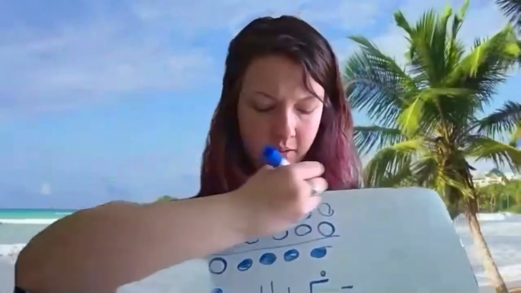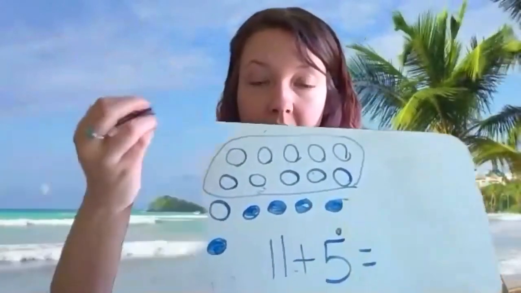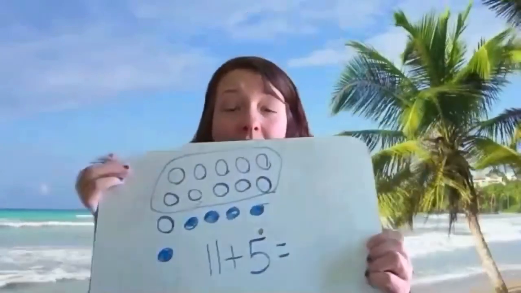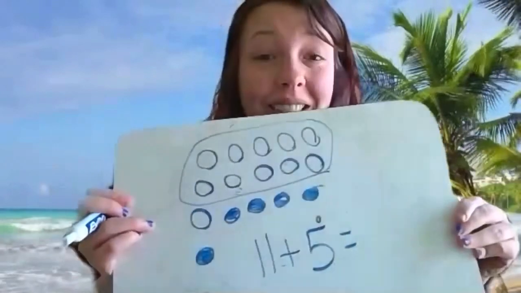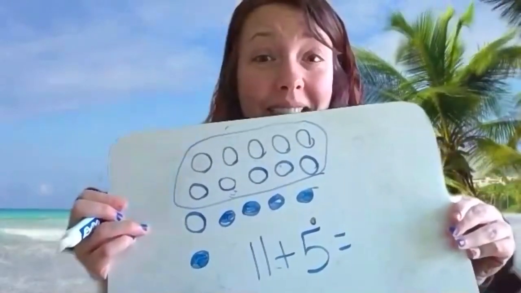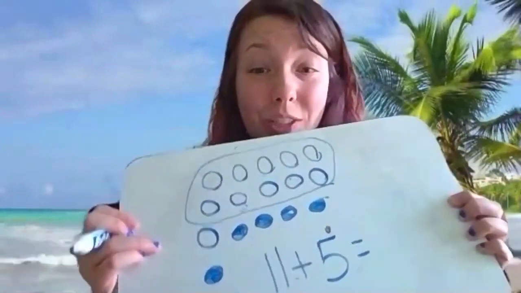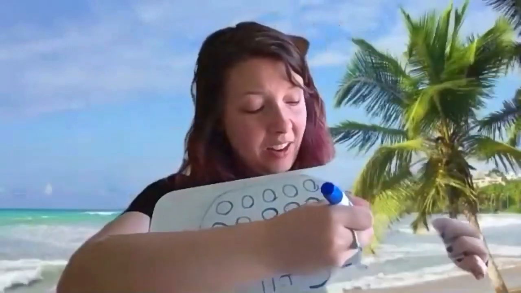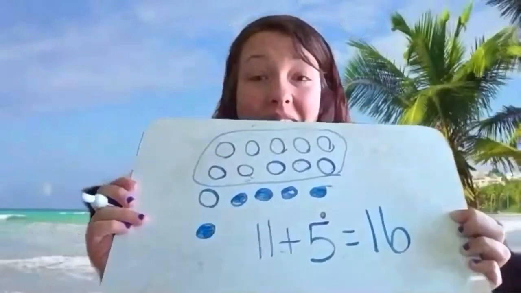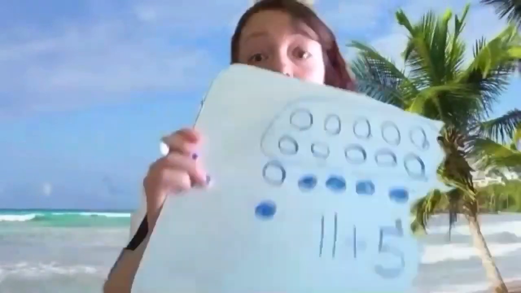I'm going to draw a circle around my 10 group. It'll be easier for me. Count those up. Oh no, we're disappearing. Hurry, hurry. How many all together? Hurry. Count them. If you said 16, you got it. 16.